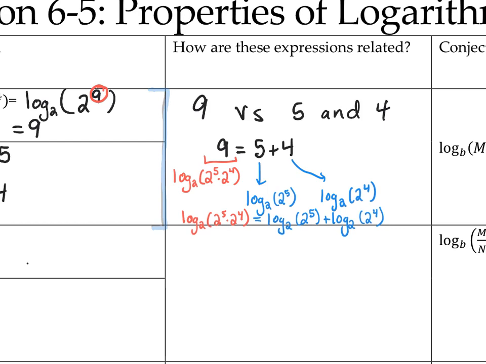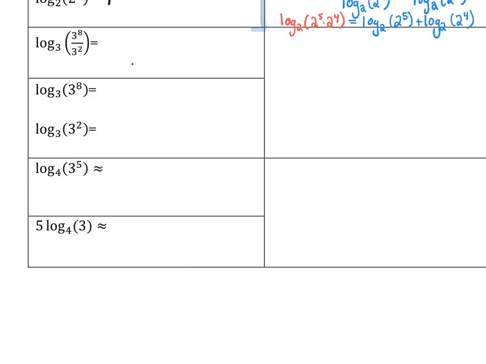Okay, let's try to look at the next problem, which ties us to another type of rule for exponent rules. So in the next example, the first expression we have is log base 3 of 3 to the 8th over 3 squared. Very similarly to the last problem, we will simplify inside the exponent first. So the rule here is when I divide two exponents with the same base, I subtract their exponents. So this gives me log base 3 of 3 to the 6th, or more simply, just 6.